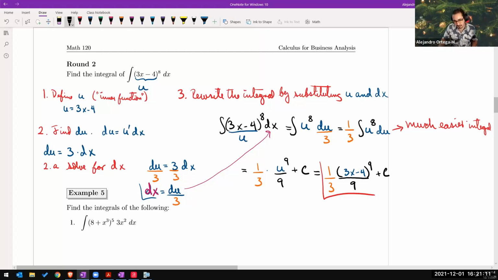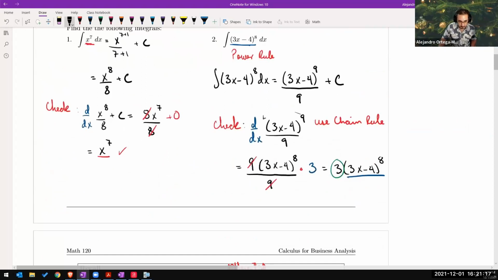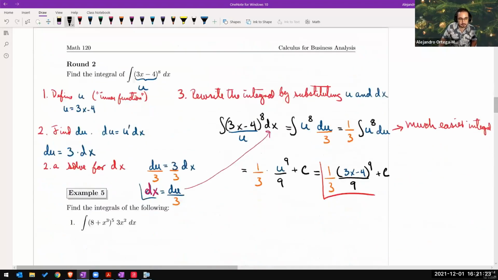Now, let's take a look. How does this compare to our first guess? Remember that the first guess had an extra 3 right here. Well, this extra 3 would now be canceled by this 1/3. So now we would have gotten the original integrand. Okay, so this is the method of substitution.